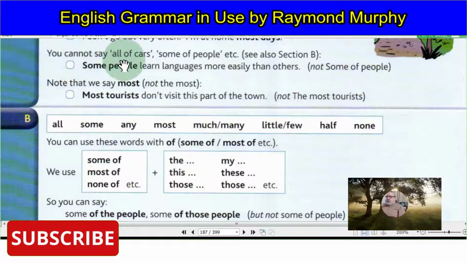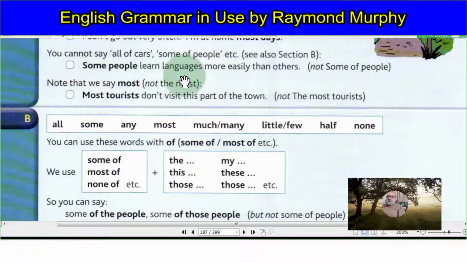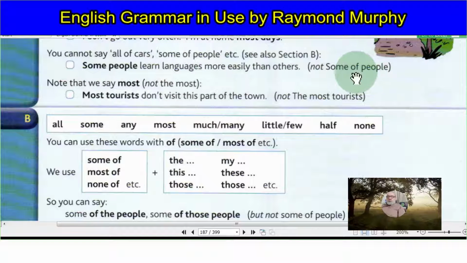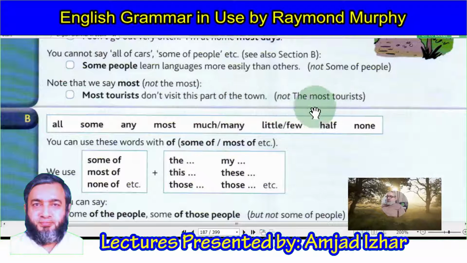You cannot say "all of cars." Some people learn languages more easily than others, not "some of people." Note that we say "most," not "the most." Most tourists don't visit this part of the town, not "the most tourists."